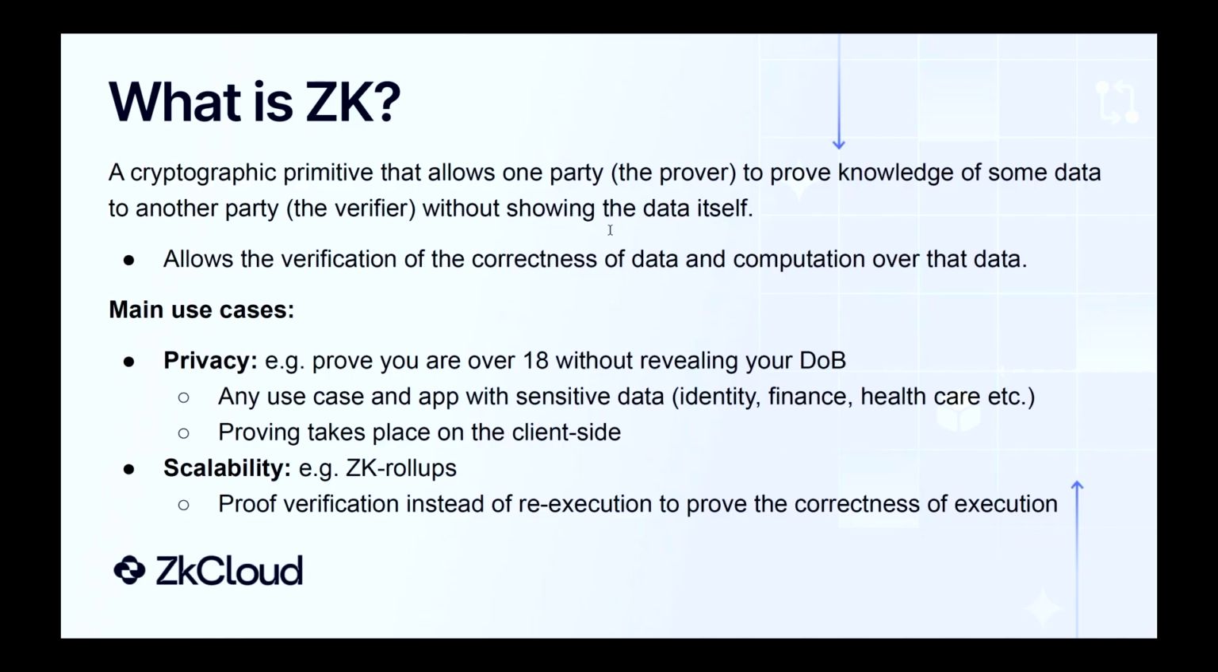Now, the opposite is scalability, or how ZK is used on the scalability side. A good example is ZK rollups, where usually the workloads are much heavier, and therefore you require a cluster or multiple clusters of powerful hardware to generate the proofs for entire batches of transactions or batches of blocks. And due to this, these types of proofs are usually generated on the server side, as we call it.